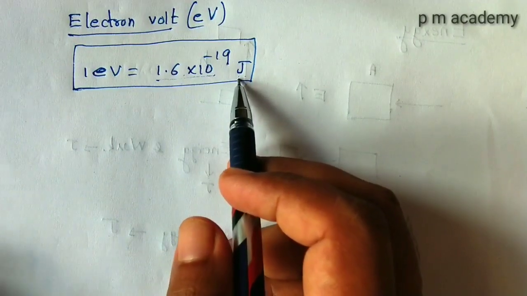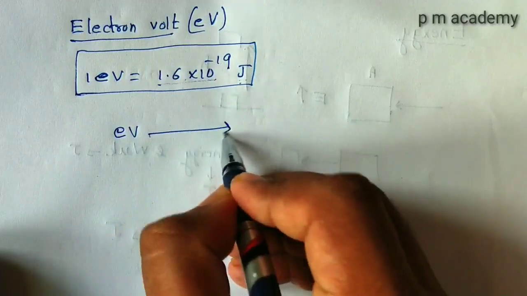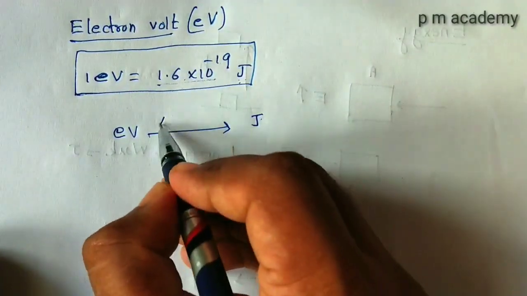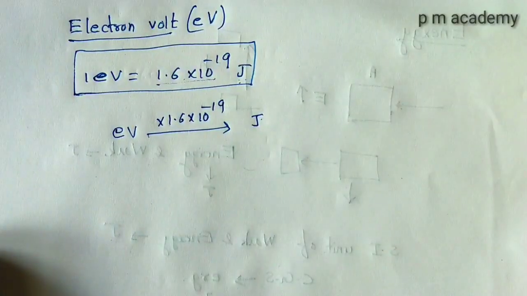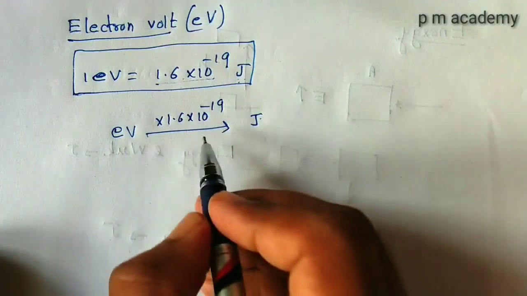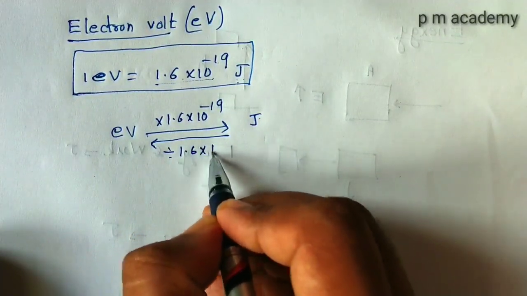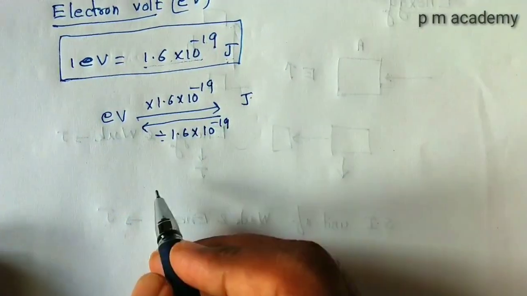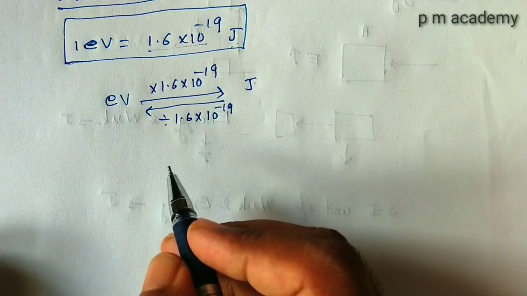Energy unit is joule. That is, to convert electron volt to joule, you have to multiply with 1.6 into 10 raised to minus 19. To convert joule to electron volt, you have to divide by 1.6 into 10 raised to minus 19. The definition of electron volt.